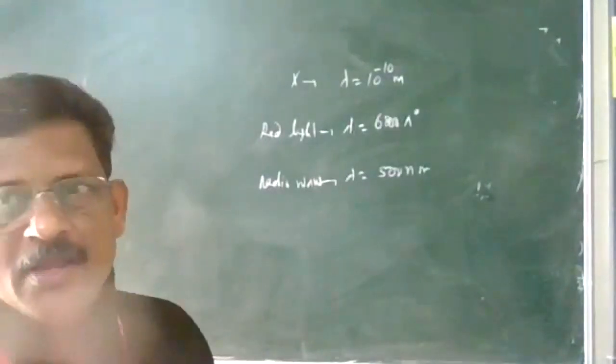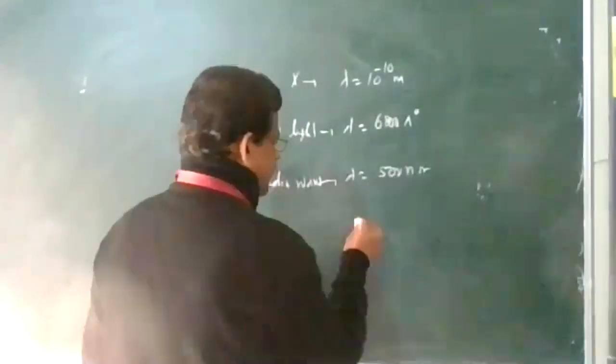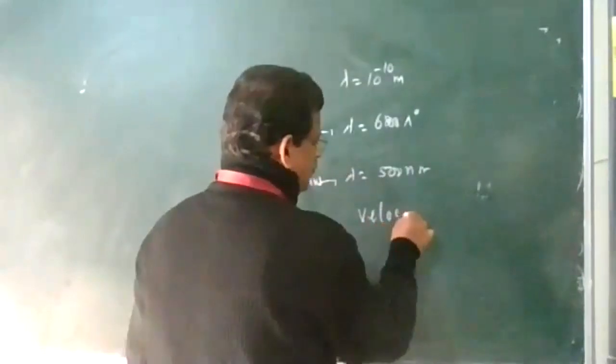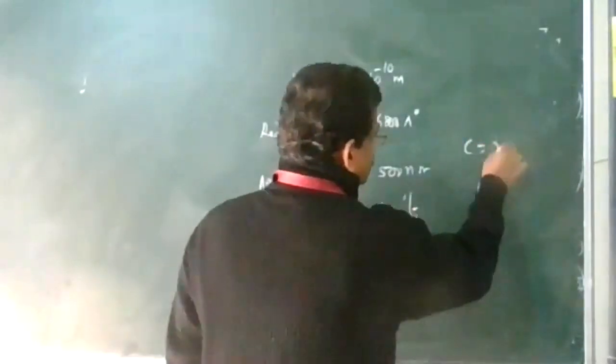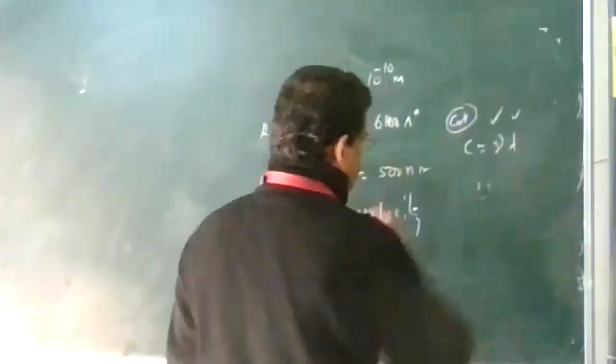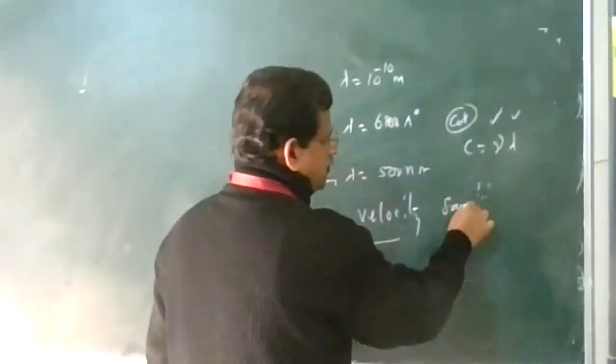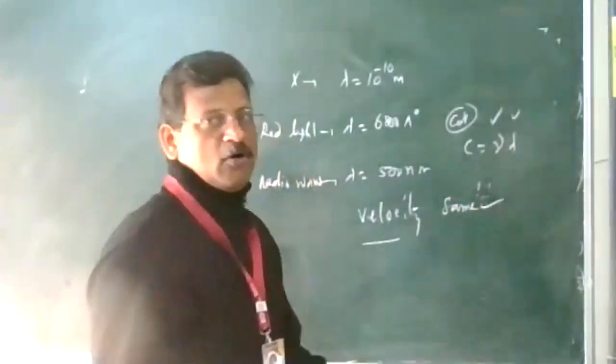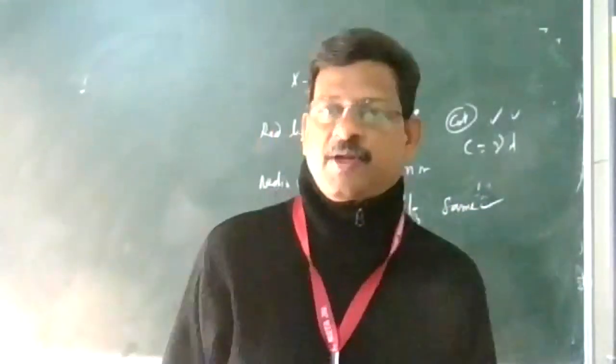Speed. Okay, that is the velocity same. So velocity same for all. c equal to nu lambda. It's constant for all. Velocity same for all. In a particular medium, all will share the same. It is coming in the property.